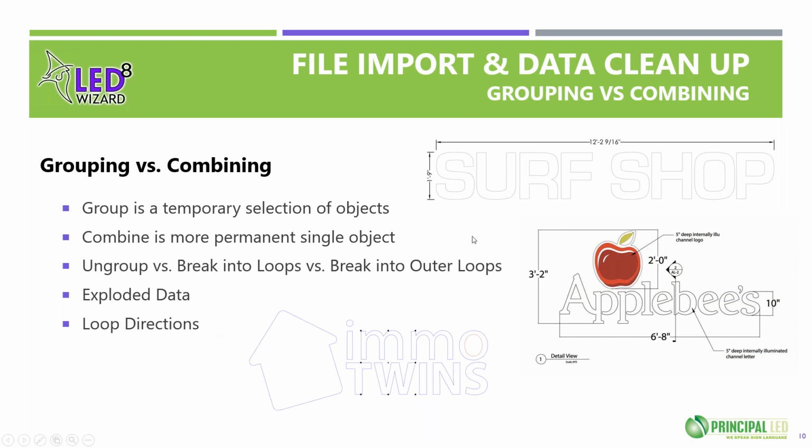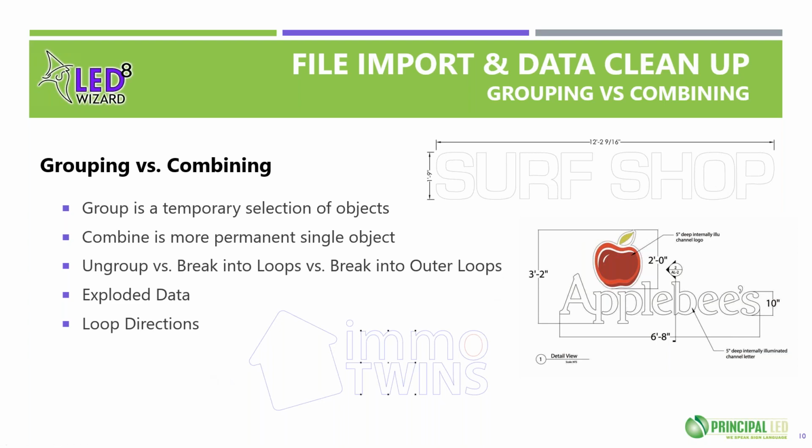Loop directions are very important to PowerFlow. So for example, here we have this internal on the O is counterclockwise. You'll notice on the surf shop that those internal loops are not red. And this is another problem of many problems with this particular file. It doesn't have the correct loop directions. And so that is something that as part of this process we'll fix. Okay, so that's kind of grouping and combining.